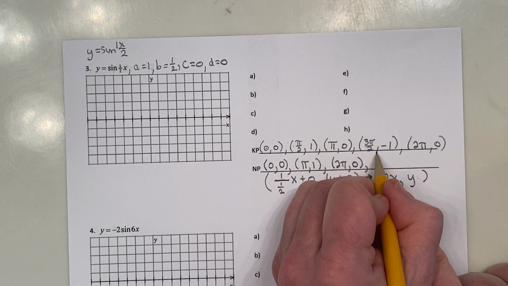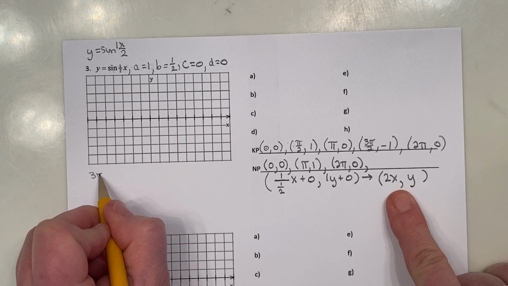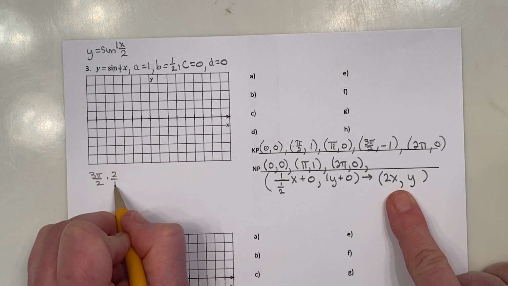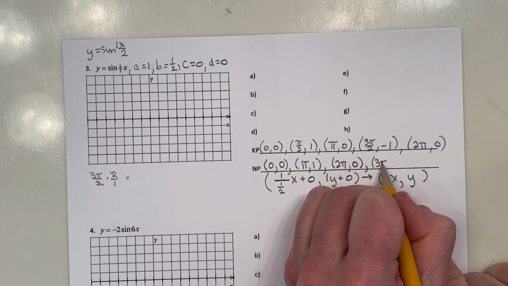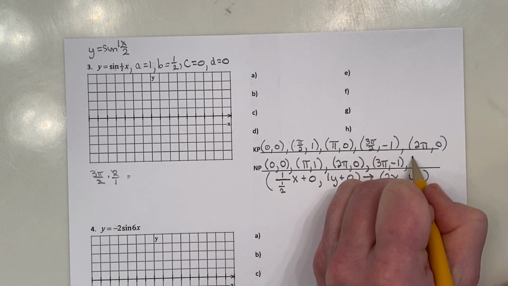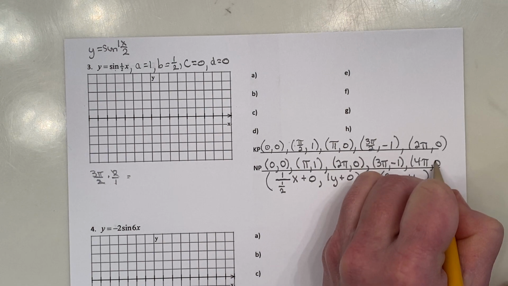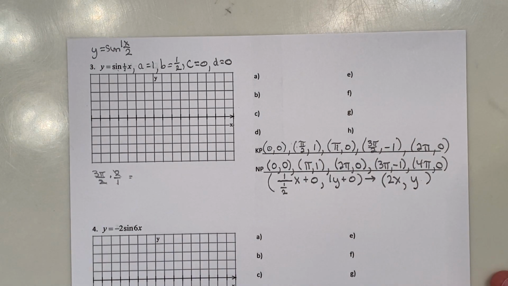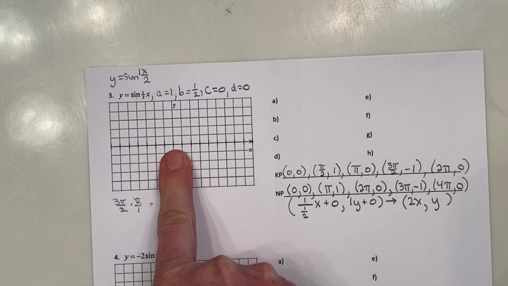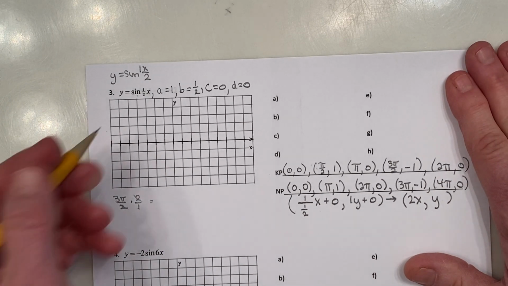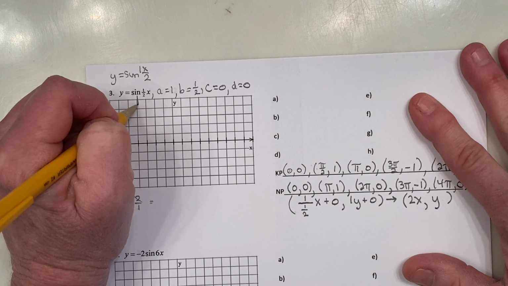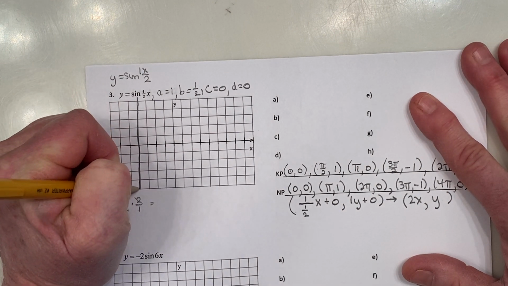Double 3 pi over 2, and remember what that looks like. 3 pi over 2 doubled. 2's will divide out and you get 3 pi. And then we have 4 pi, 0. Okay, so we're going to come over here and scale our axes. Notice you go from 0 to 4 pi. That's okay. I'll still kind of draw it the same as I did the previous two examples.